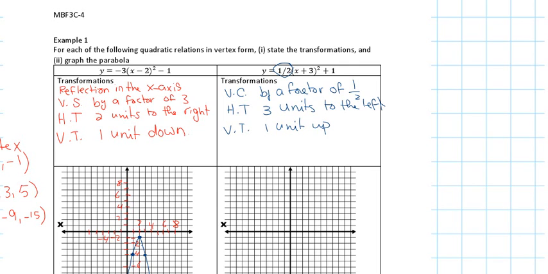Yeah, VT is fine. VT, HT, VC, but if you use the wrong letters, it's going to be wrong. Don't write me a paragraph, please. 1 unit up. First one's a vertical compression by a factor of a half. I know this looks weird, doesn't it?